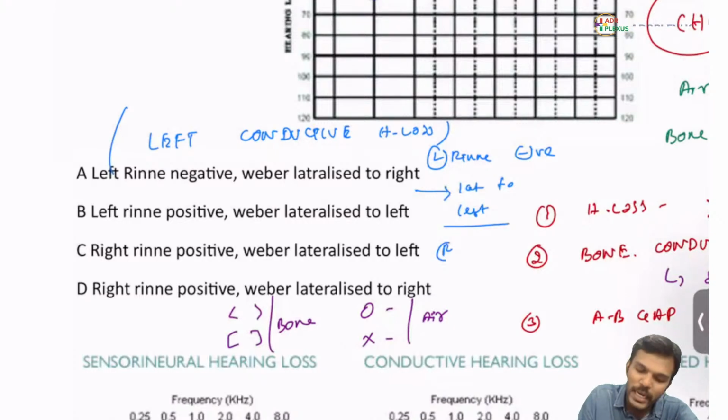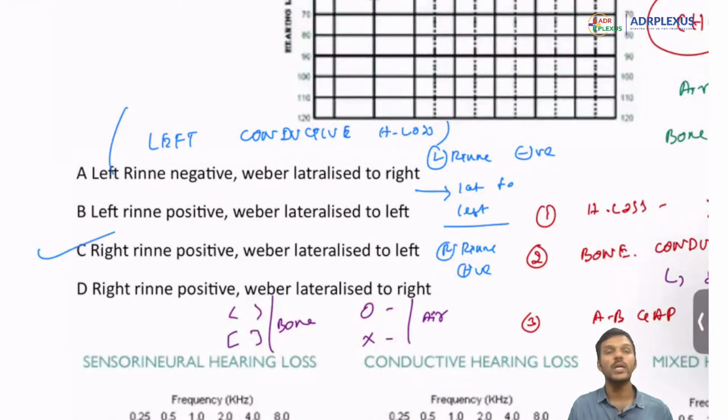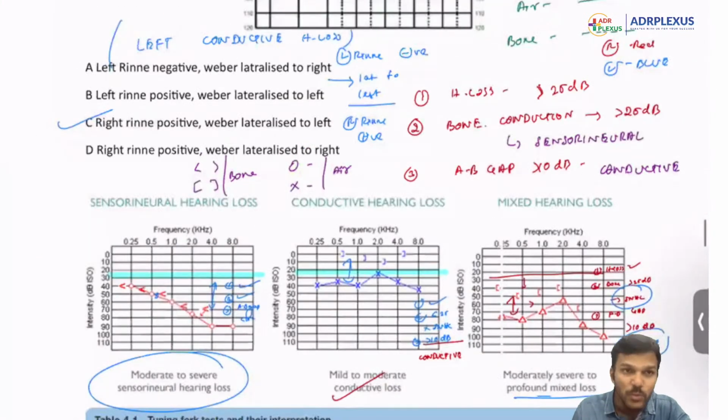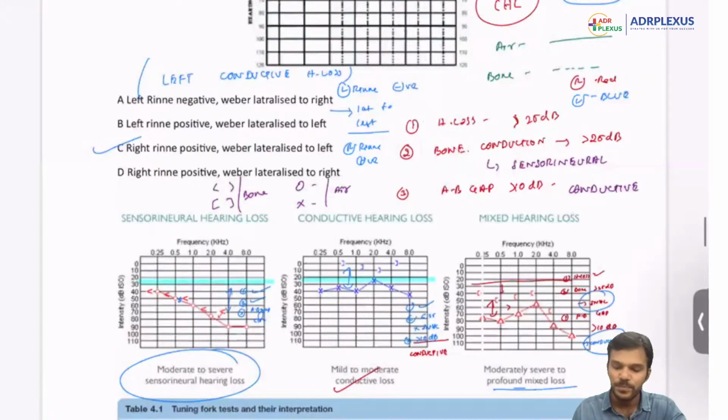Is it not the case, my dear students? So it's right Rinne positive, Weber lateralizes to left. So you don't always look at the pathological side. They may even give the normal side. Okay, so left is pathological, I don't deny that fact, but left is negative, right is positive. So Weber lateralizes to left. Option C is perfectly correct. Yes, very important question. So we'll solve a few more MCQs on this.